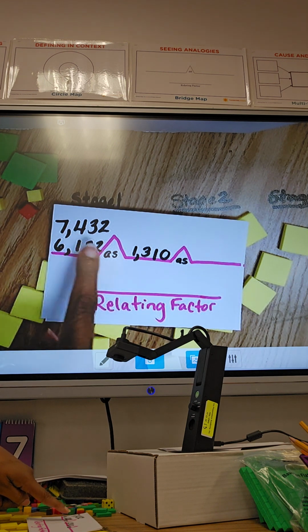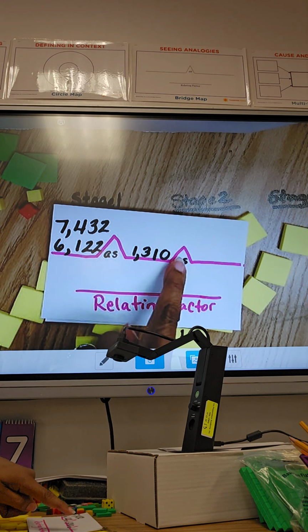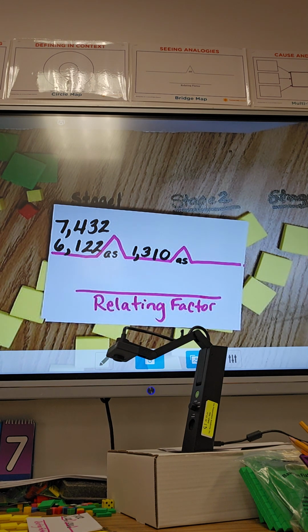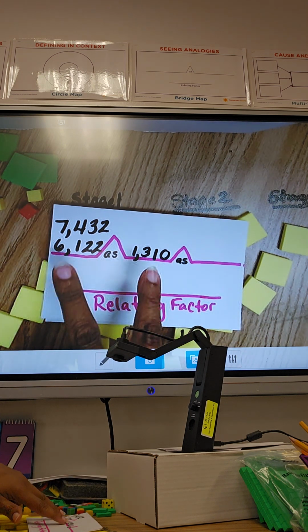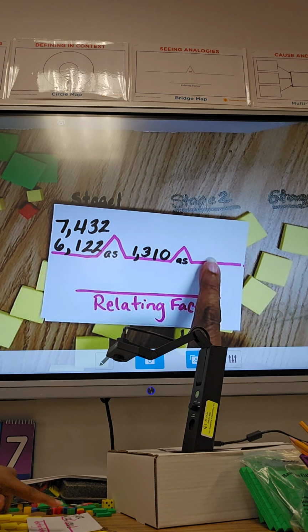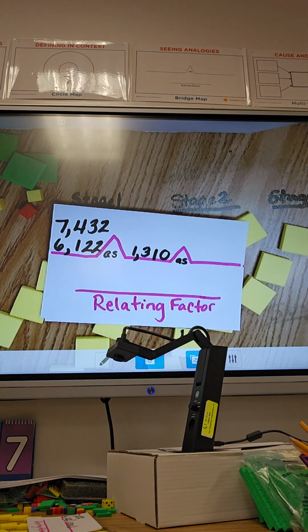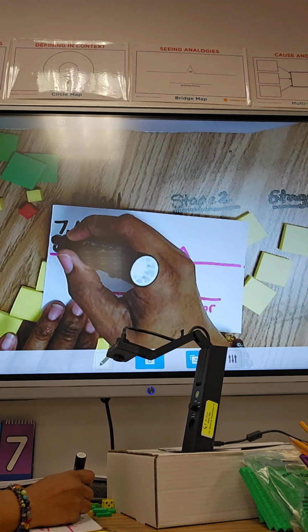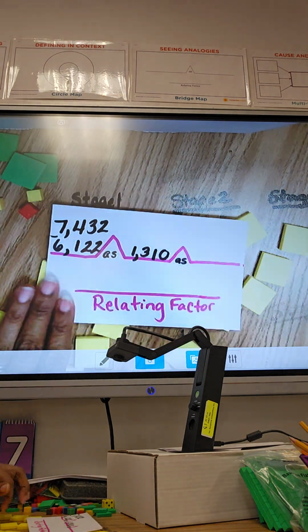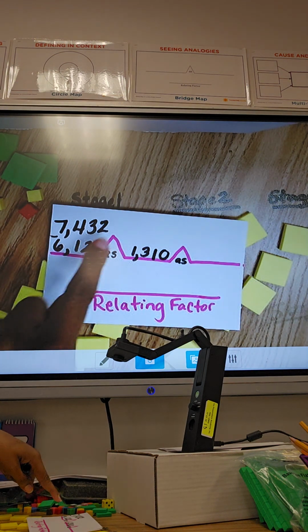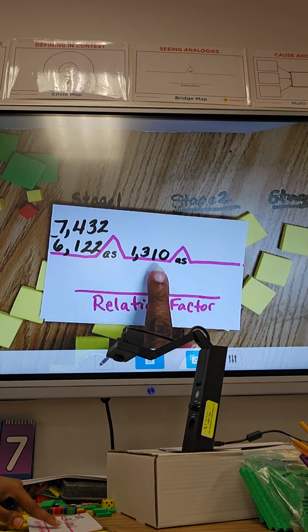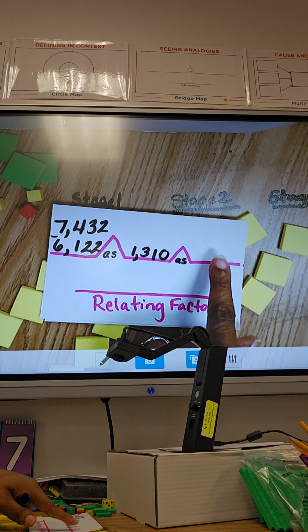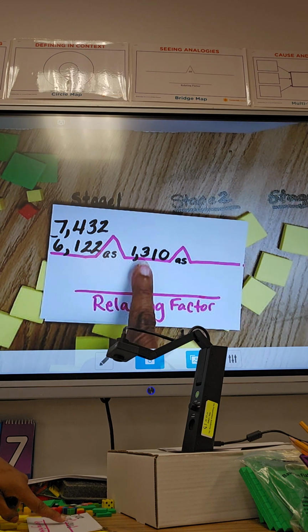So this is to this as this is to this. You remember, you probably did some of these when you were in high school, more than likely, but just look at it. How are these two related? However these two are related is the same way that we're going to show the relationship here. Okay, so I forgot one thing. This is subtracting, ladies and gentlemen. Okay, so 7,432 minus 6,122 equals 1,310. So we have to find a subtraction sentence that equals 1,310.